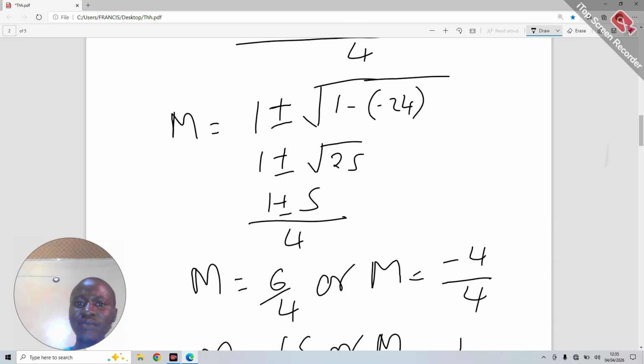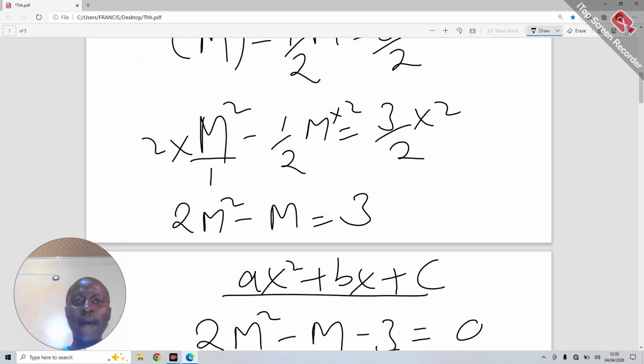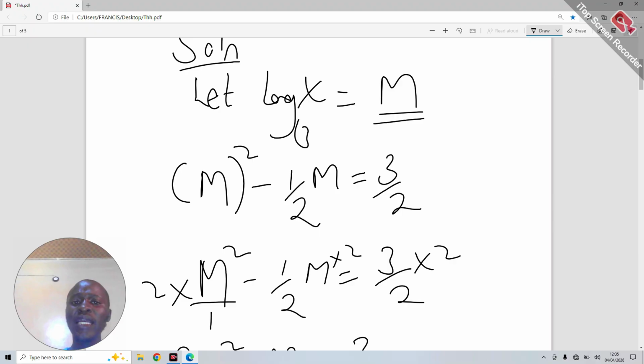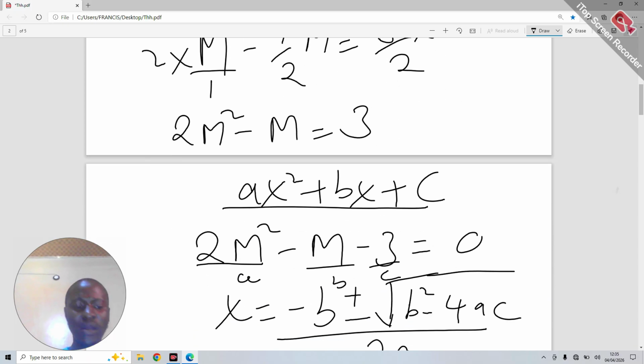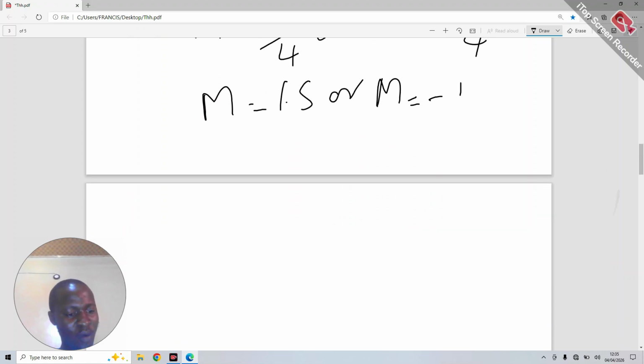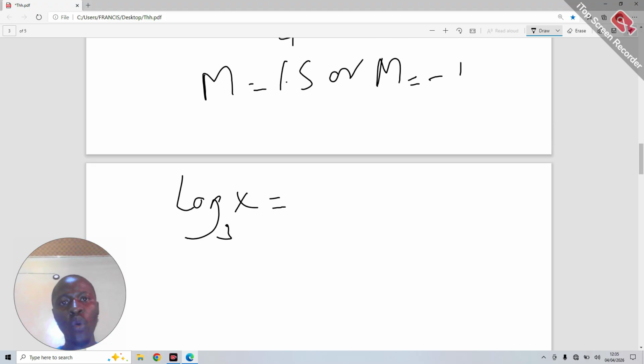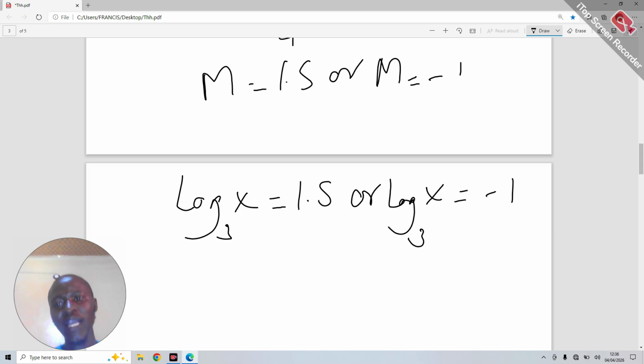Remember back initially we had substituted log of base 3 of x with something, m. So where there's m, we shall have 1.5 and -1, guys. Now log base 3 of x is equal to 1.5, or remember we have, log base 3 of x is equal to -1.